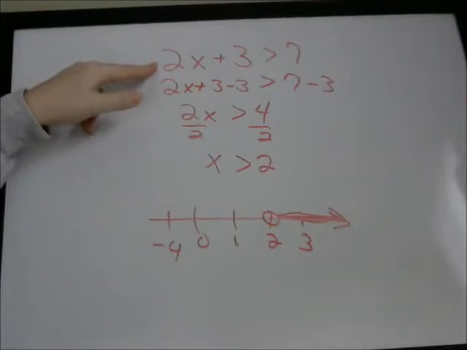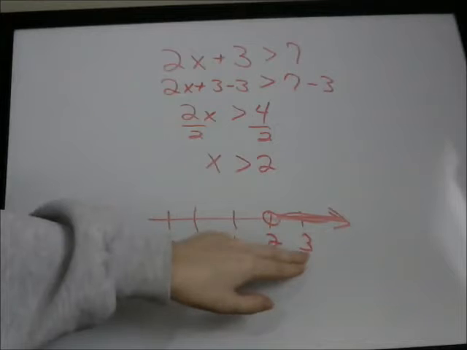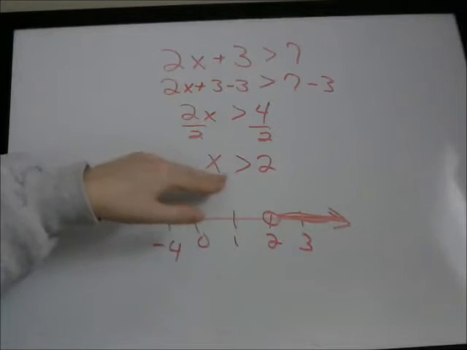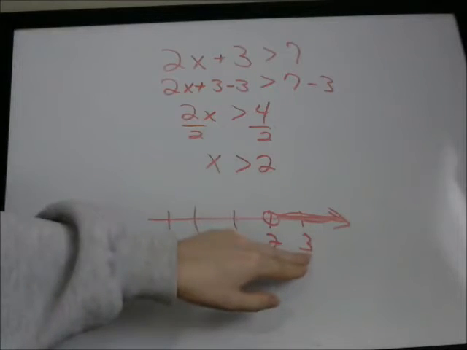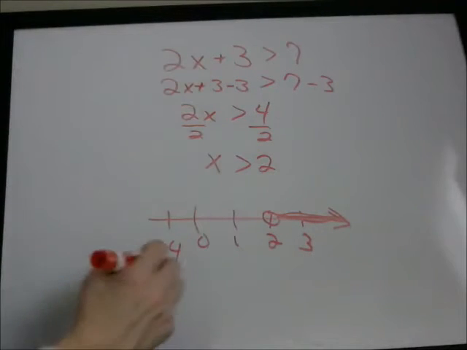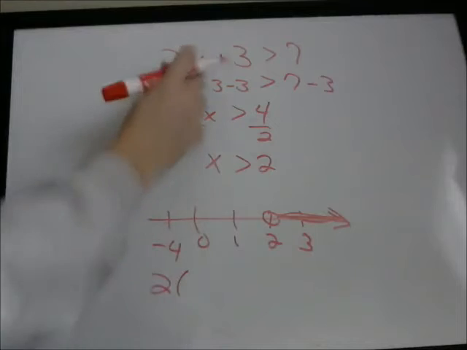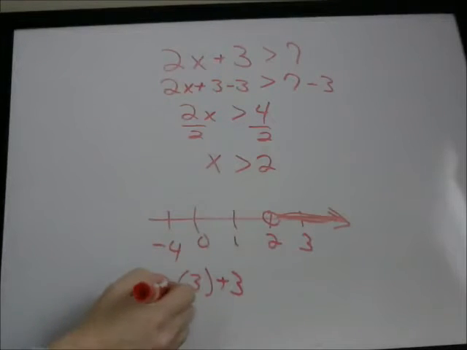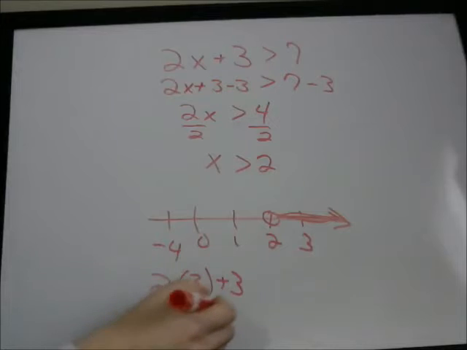And we can test that. Let's say we pick 3. That's supposed to be right because 3 is greater than 2 and x is greater than 2. So if we choose 3 and plug that in, instead of x we put a 3. 2 times 3 plus 3, and 2 times 3 is 6 plus 3 is 9, and 9 is greater than 7.